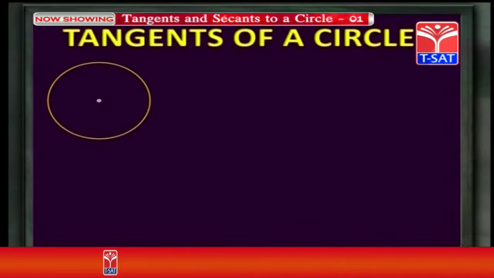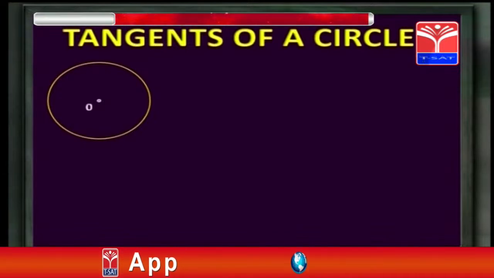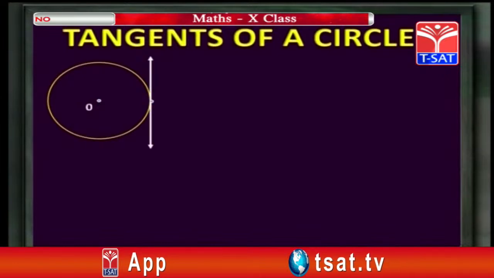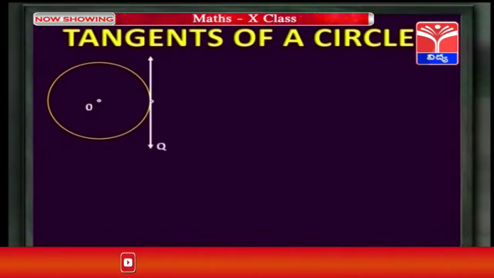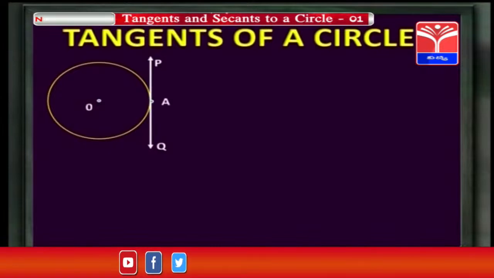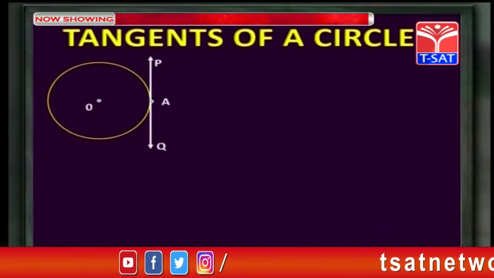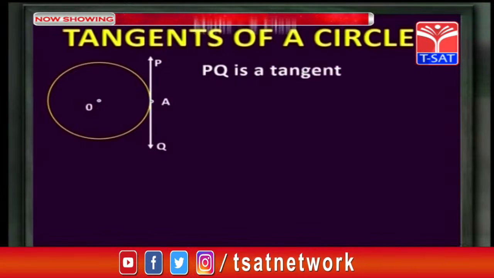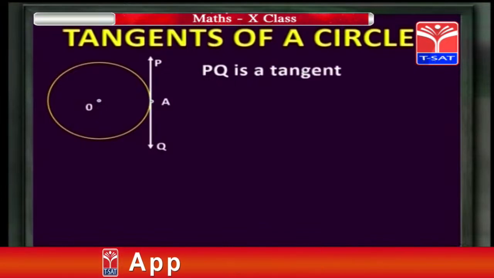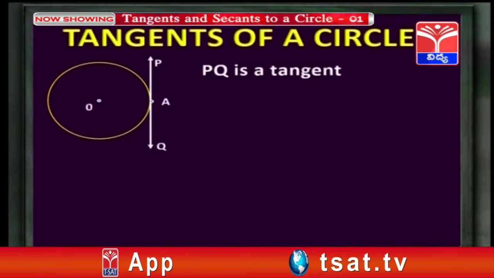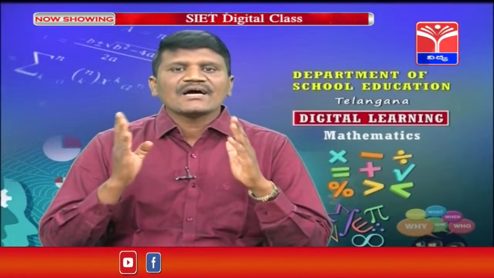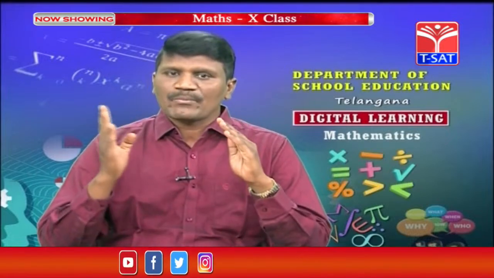In this figure, this is a circle with center O, and PQ is a line which is a tangent, touching the circle at A. If you observe, what is PQ here? Students, PQ is a tangent of the circle, and what is A here? Here a new word will come. A is the point of contact.